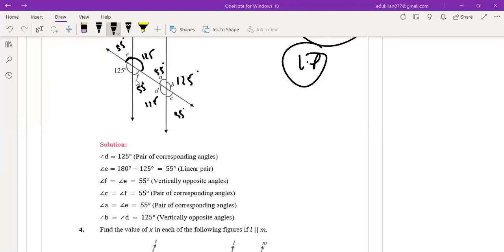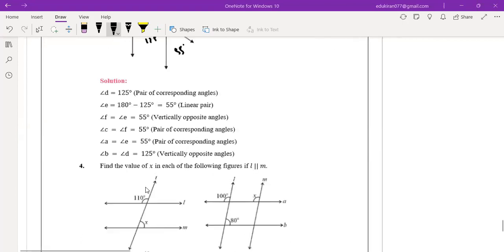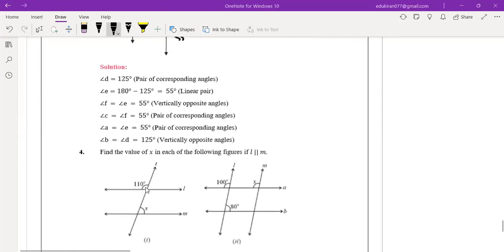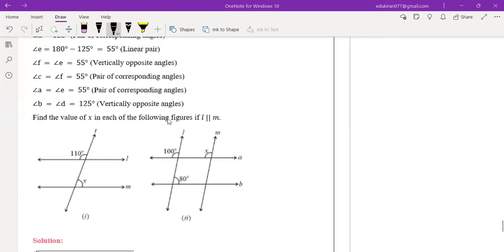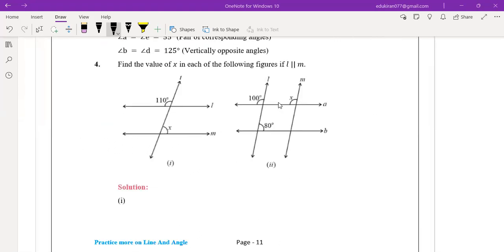Ma'am, I can't see the figure. Ma'am, what is the figure? Can you people hear me? Yes, ma'am. Now you have to do this one, find the value of X, right? In this figure also. Okay, clear? Quickly.